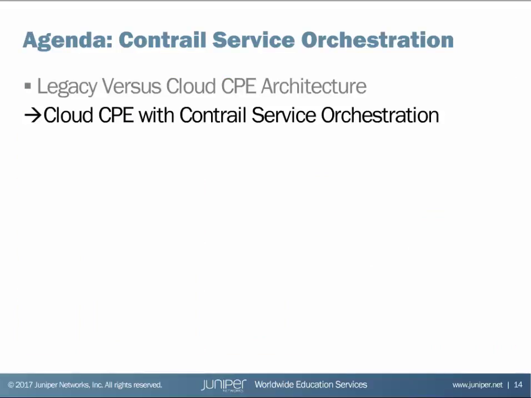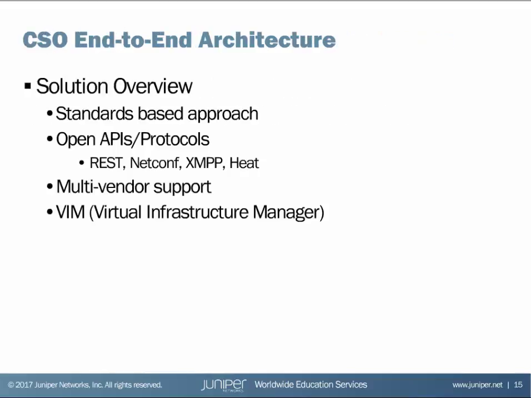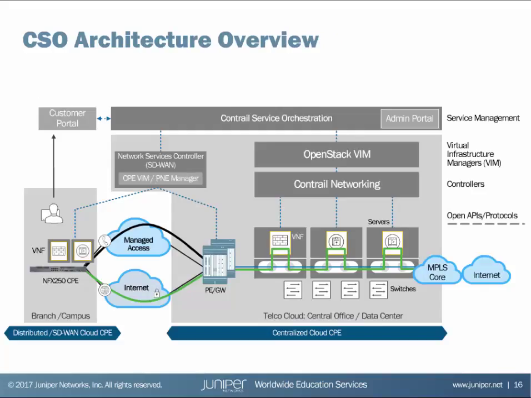So let's look at this cloud CPE thought process by using something from Juniper called Contrail Services Orchestration, CSO, right? Kind of a standards-based approach. I'm going to show you the architecture of this component. Plenty of open APIs, open standards. It's kind of a Juniper thing here, and we can communicate with all kinds of vendors, and I have a virtual infrastructure manager, which is kind of like an OpenStack component included into it. So let's look at it. Here's a picture worth 1,000 words, right?